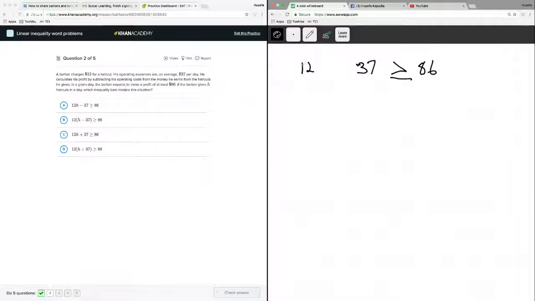If the barber gives H haircuts, well, guess what? This $12 is multiplied by the number of haircuts, right? 1 is 12, 2 is 24. Which inequality best models the situation? And we are subtracting the costs. And this is basically it.